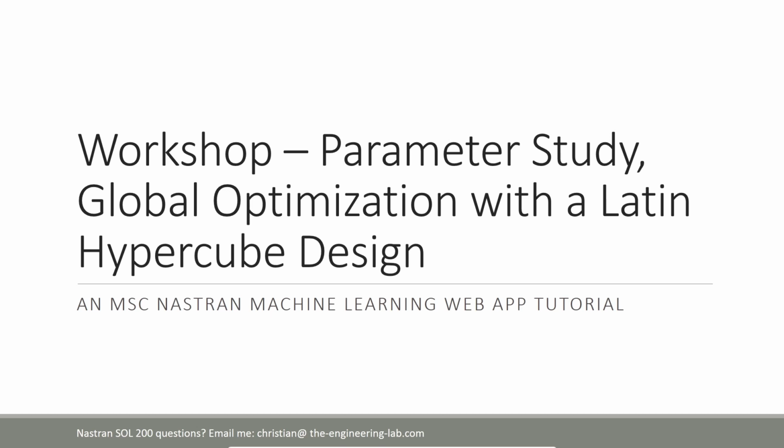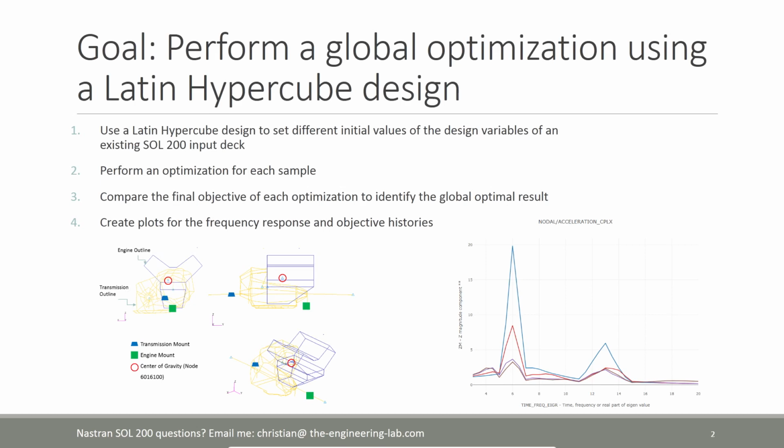Now, what we want to do is configure multiple local optimizations. In total, this will be taken as a global optimization. So this is what we've done so far. We have this Nastran model of an engine, and we have already configured it to use solution 200.